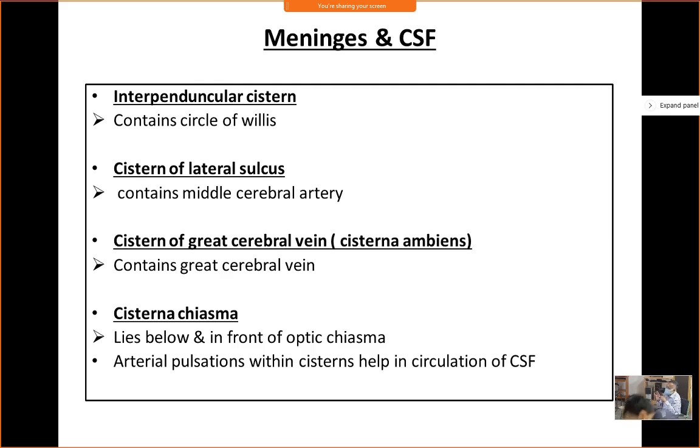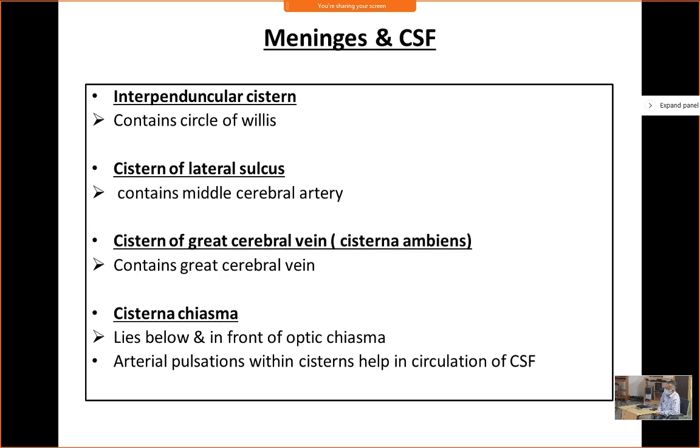Then the cistern of the lateral sulcus. On the lateral surface of the cerebral hemisphere, we are having a sulcus. Sulcus and gyri will be discussed separately. Along this lateral sulcus, we are having the middle cerebral artery, where there is a dilatation of the subarachnoid space. That is called the cistern of the lateral sulcus. Then the cistern of the great cerebral vein, or cisterna ambiens, contains the great cerebral vein.